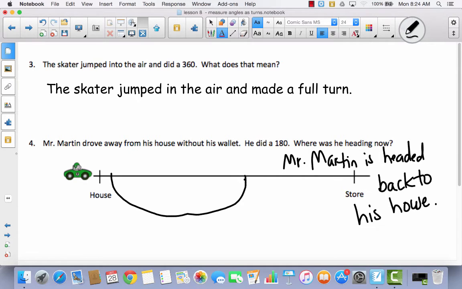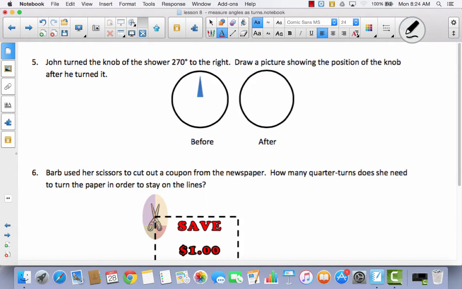Hopefully, this is starting to make a little bit more sense to you now. All right, let's take a look at the next problem. John turned the knob of the shower 270 degrees to the right. Draw a picture showing the position of the knob after he turned it. Pause the video and see if you can draw the knob where you think it would go, and then come back and let's check it and see if we agree.